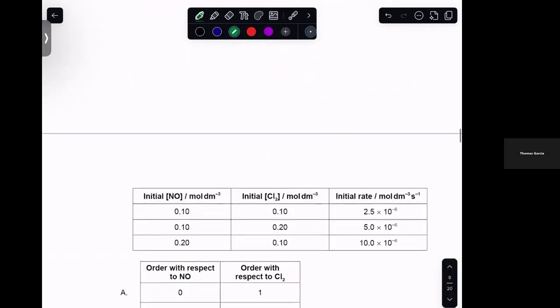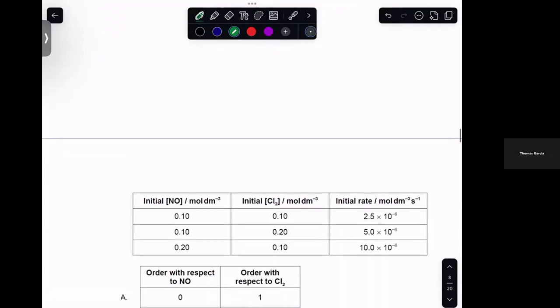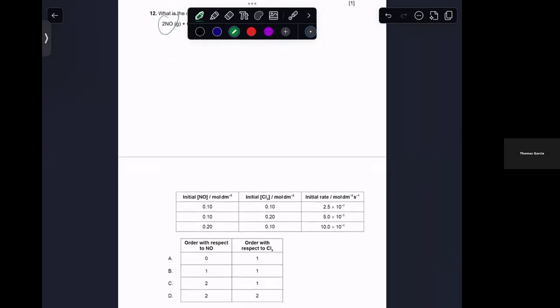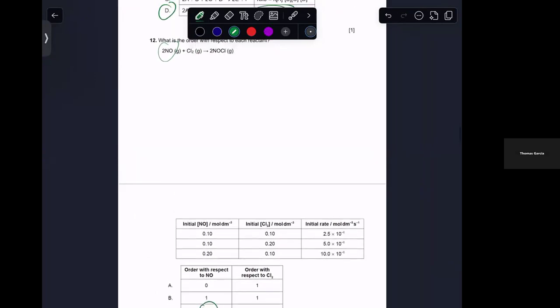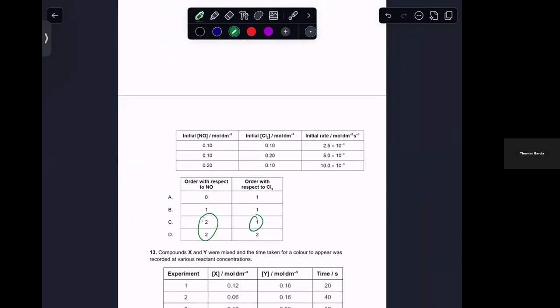All right, number 12. What is the order with respect to each reactant? And it's a little hard because this one got shifted. So I'm going to have to look across 2 pages, zoom out a little bit. So we see NO is squared. The order with respect to NO, we know that's got to be second order. So it's got to be either C or D. And order with respect to Cl2, Cl2 has a coefficient of 1, so it's got to be 1. We have all this data, and you can use the data, or you can just use the coefficients. Either way, you're going to end up with C.